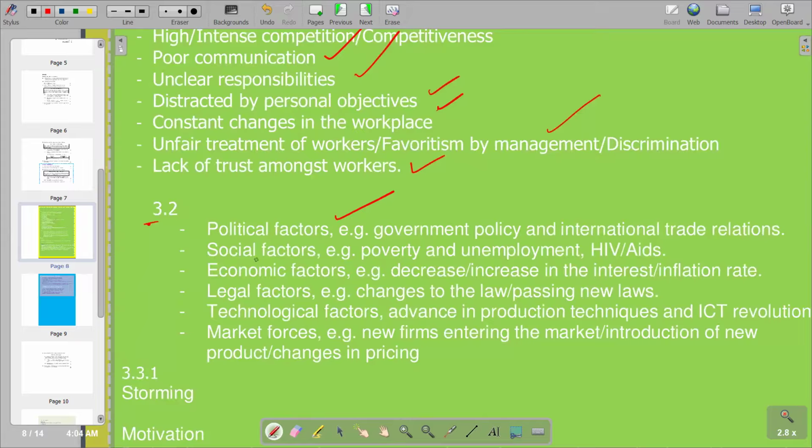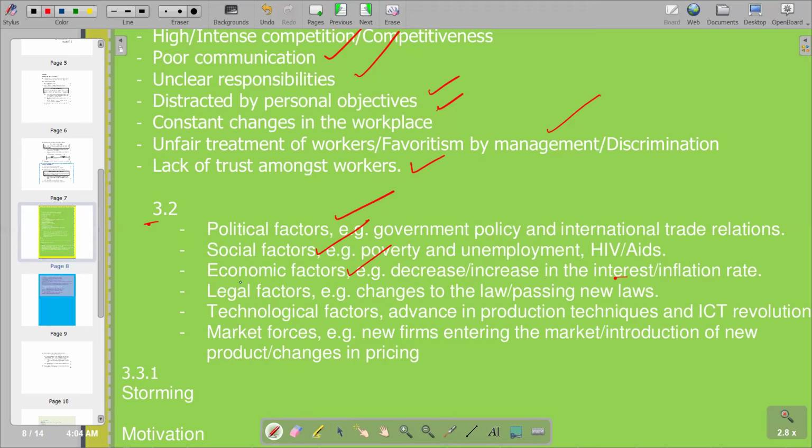So we have also social factors, for example, poverty, unemployment. We also have HIV and AIDS under the social factors, and you can also have economic factors. Interest rates obviously can also lead to changes in the workplace, because interest rates, remember, mean the cost of borrowing. So if they increase, it means we are not able to access funds at a lower cost.